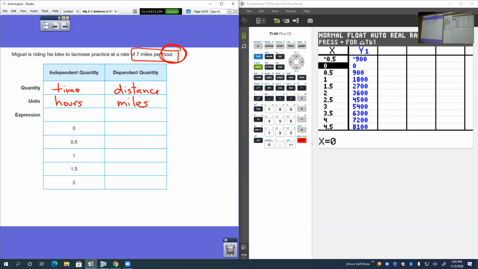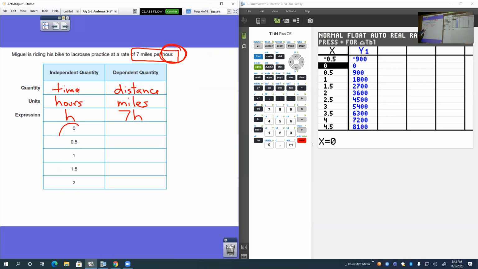So for the expression, we're going to measure that in hours, and it's going to be 7 miles per hour. So that's going to be 7 times the number of hours, because he's going 7 miles an hour. So 7 times 1 hour, he would go 7 miles. 7 times 2 hours, he would go 14 miles. 7 times 3 hours, he would go 21 miles.